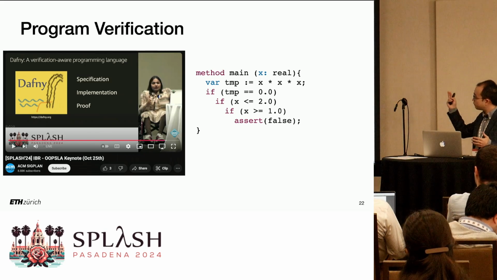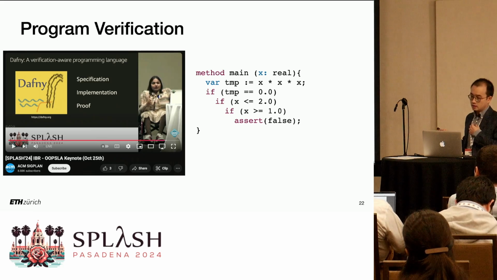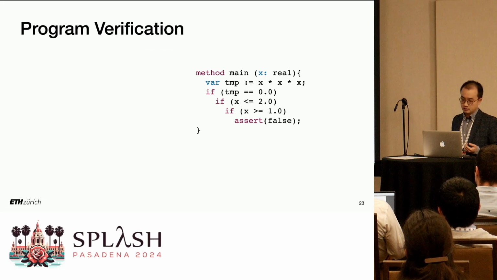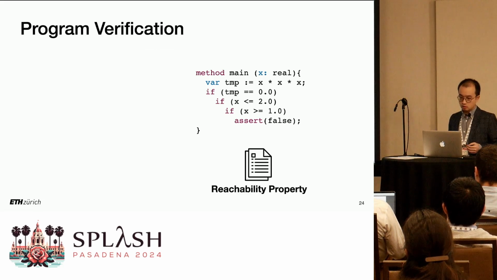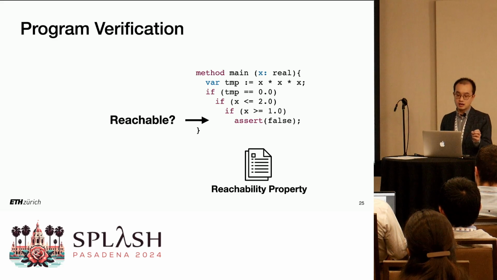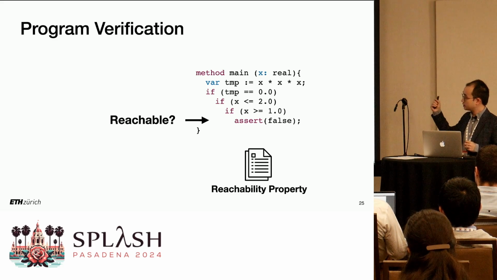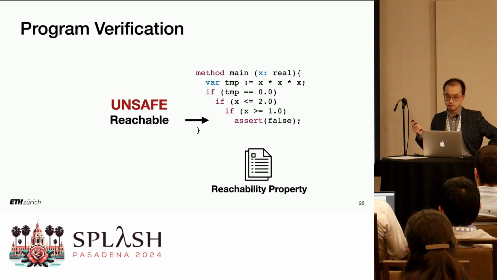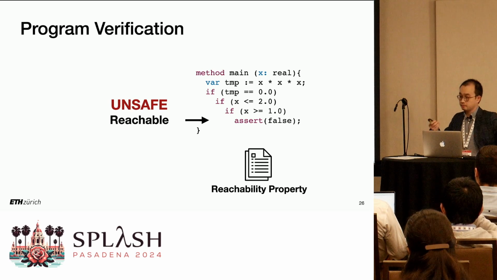This piece of code is written in the Dafny language, which is actually a very simple program, so we can go through it. We will demonstrate using the reachability property. What is the reachability property? It asks whether a certain point in the program can be reached or not. For example, I will ask whether this assertion is reachable or not. If it is reachable, then the program should be unsafe because the assertion can be triggered.